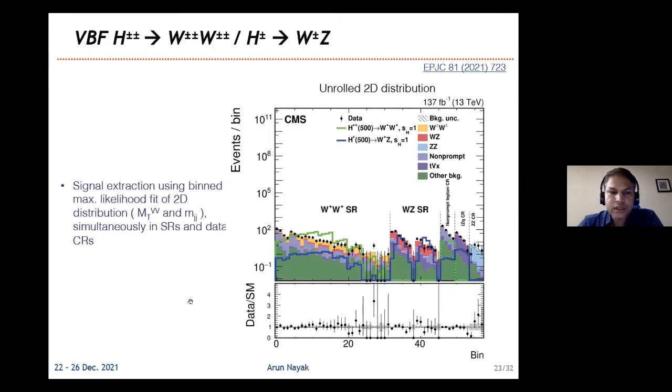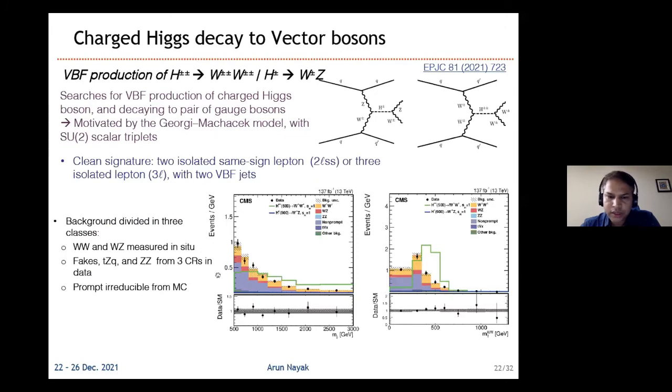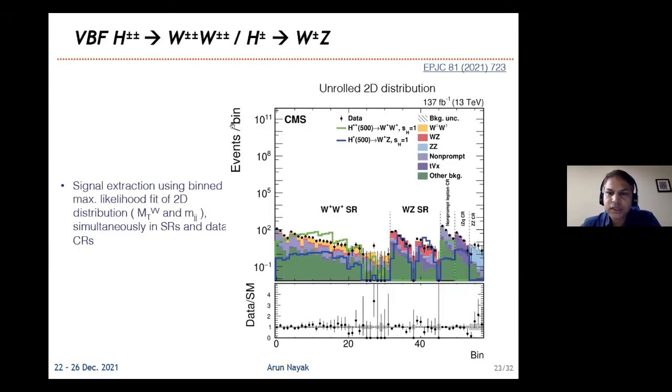Okay, the signal is then extracted from these 2D distributions. Then these 2D distributions, which are shown here in 1D, are unrolled into a single 1D distribution. So the 2D is made into 1D, and then you have different regions. Here you can see the signal region, the WZ signal region, and these control regions for different backgrounds in this distribution. And these distributions are fitted together in the signal region and control regions to extract the limits.